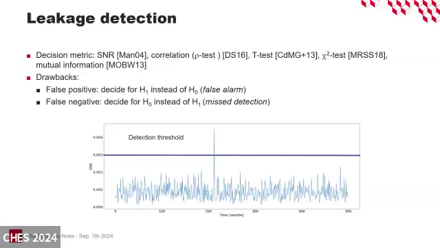And usually we take the measure, we define the detection threshold, and if the decision metric is above the detection threshold, we decide for instance for hypothesis H1, there is some leakage, and if it's below, we assume there is no leakage. The problem is false positives and false negatives. False positives are also known as false alarms. This is when you have only noise, but the decision metric is above the threshold. So you will decide for leakage where there was only noise. And on the other hand, a false negative is when you miss the detection.